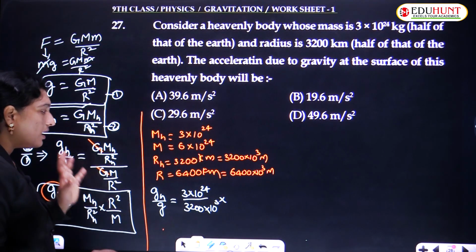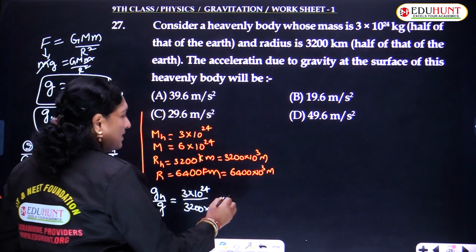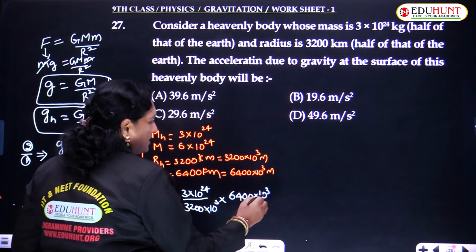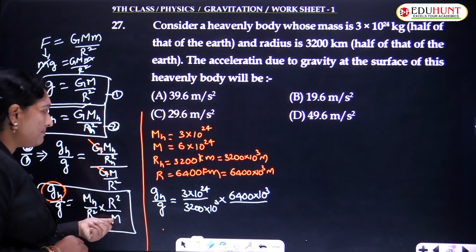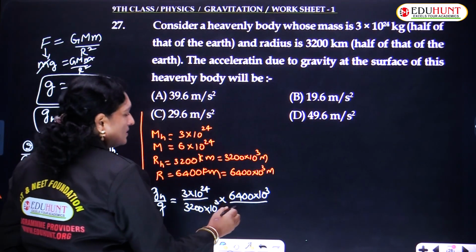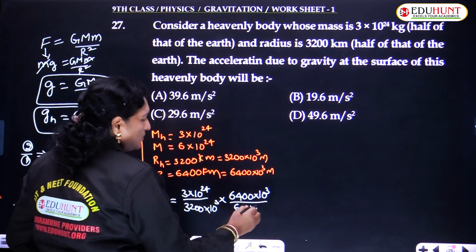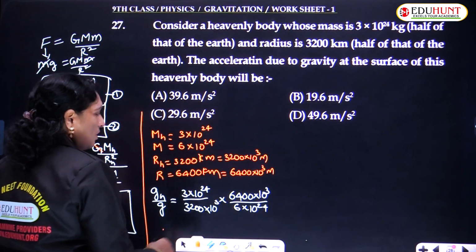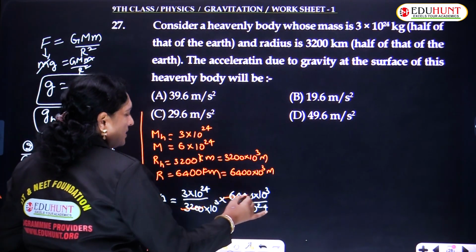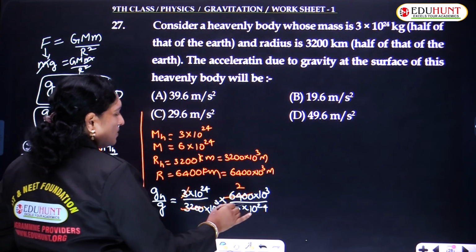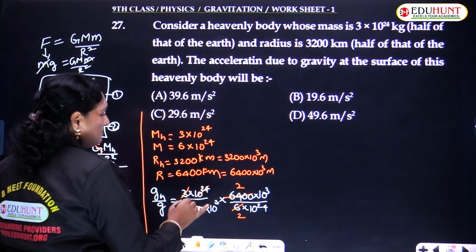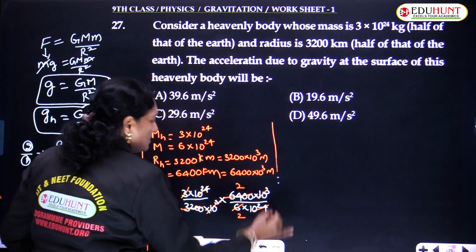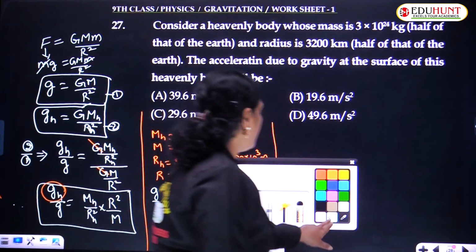Similarly, the radius of the earth R. What is the value of R? 6400 kilometers means 6400 into 10 power 3 meters, upon M, the mass of the earth, which is 6 into 10 power 24. Now the proper simplification will give you how much? This 3200 goes 2 times. This 3 goes 2 times. 10 power 24, 10 power 24 gets cancelled. 10 power 3, 10 power 3 also gets cancelled. Then what are you left with?